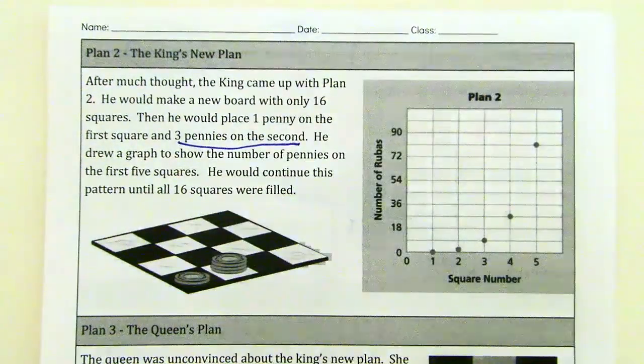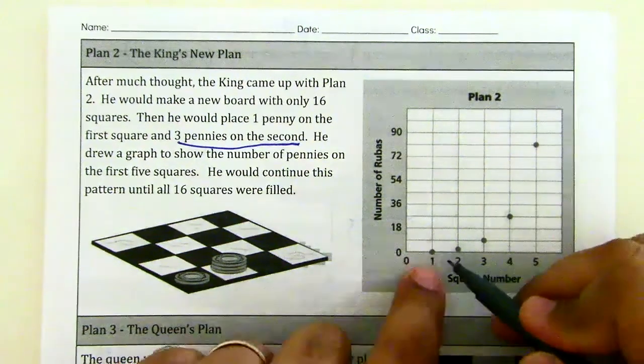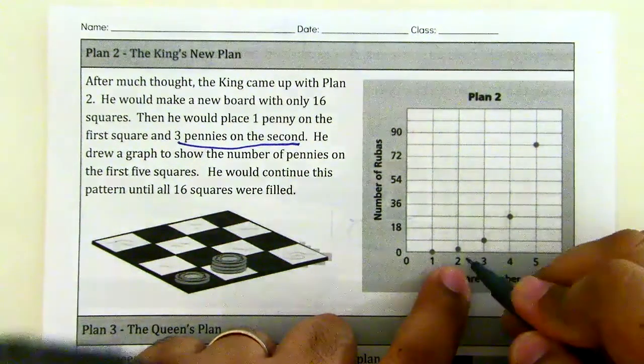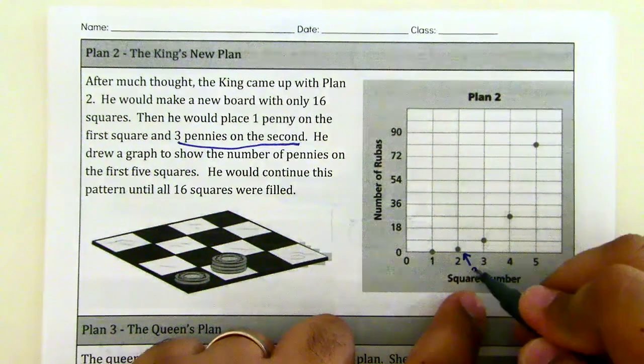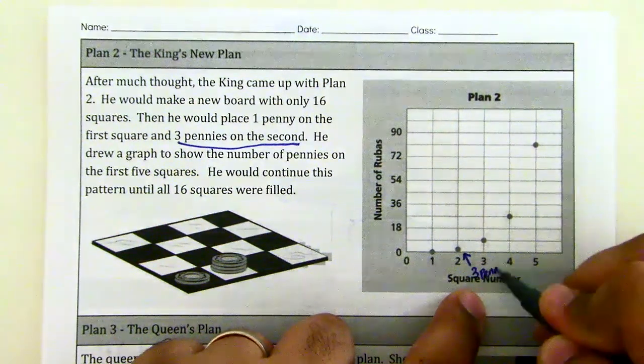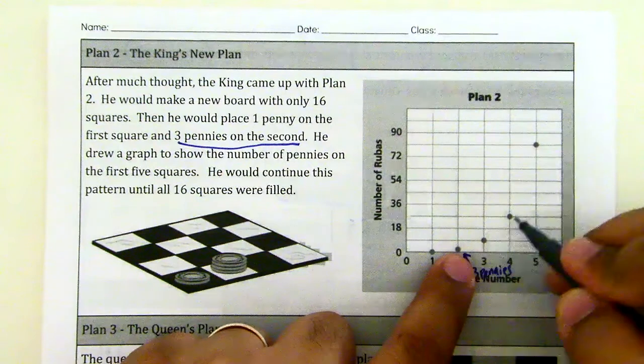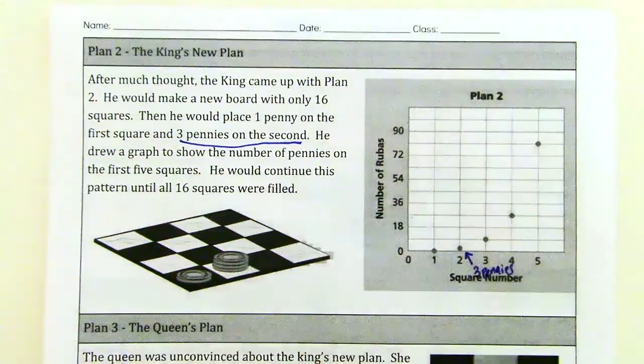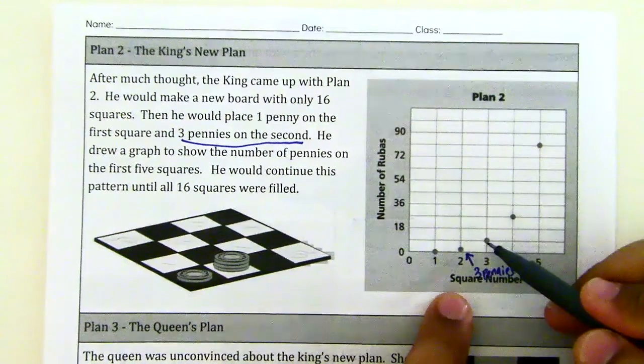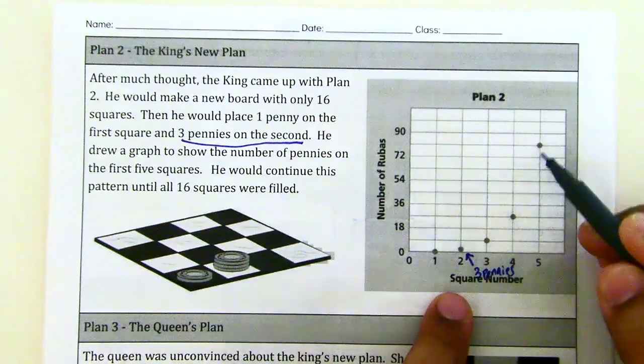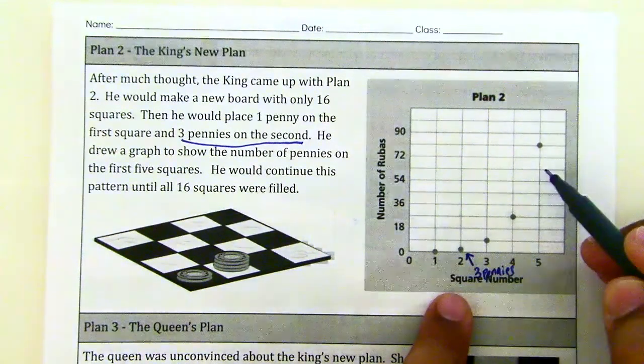And then he draws a graph to show how many pennies will be on the next, okay? So square 1, 1 penny. We know that this one here says is 3 pennies. And now this graph here tells us how many pennies are going to be on the other squares. So this tells us how many are on square 3, square 4, square 5, right? You're gonna have to use this graph later to fill out a table.